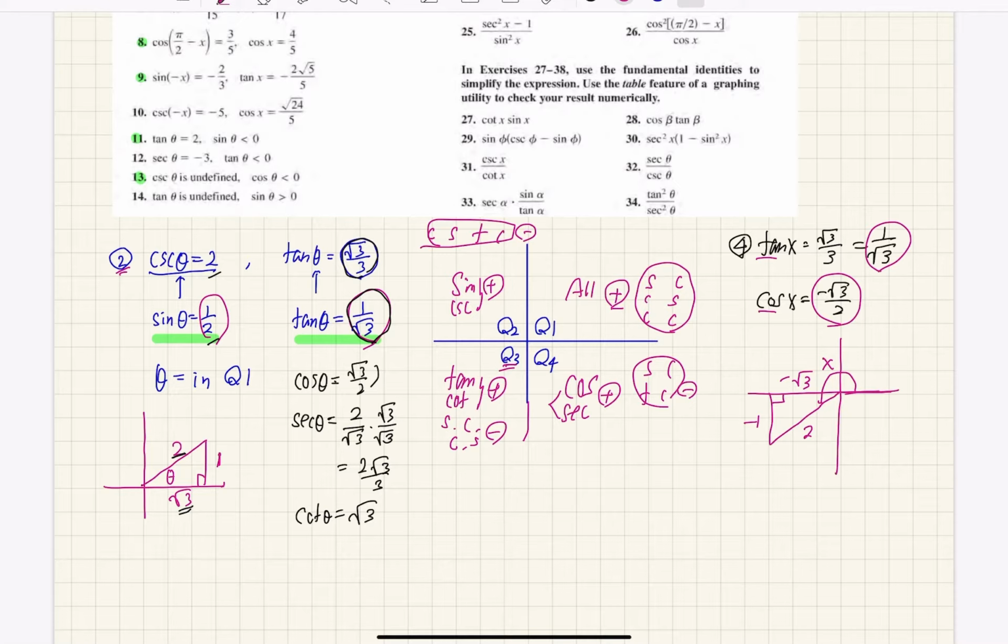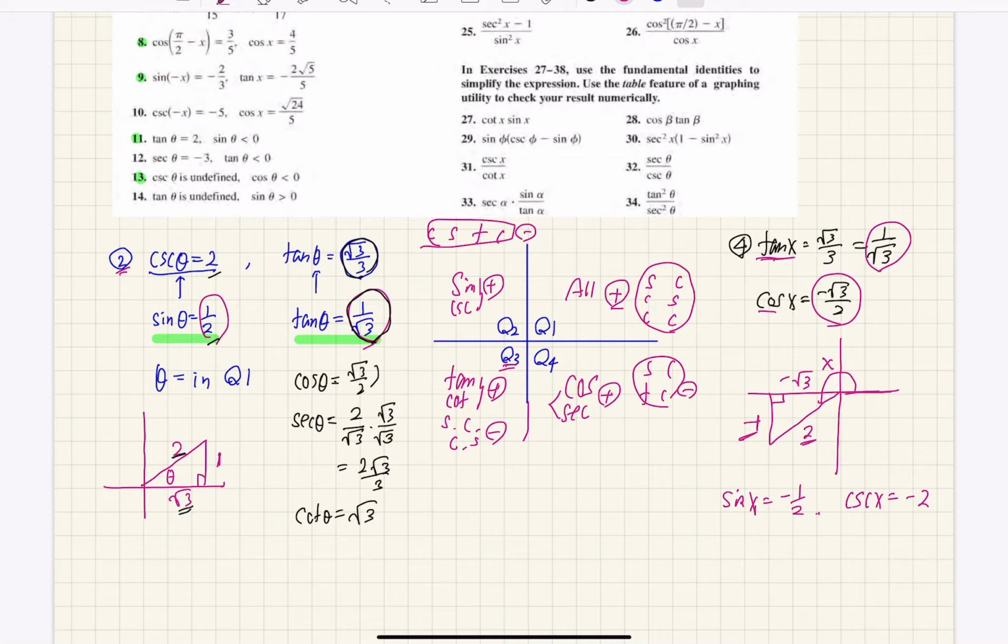Let's see if tangent theta is right. Tangent theta is -1 over -√3, which is +1 over √3. Yes, this is the right combination. Now we can find the other functions. Sine x is opposite over hypotenuse, -1 over 2. So cosecant x is the reciprocal of -1 over 2, which is -2.